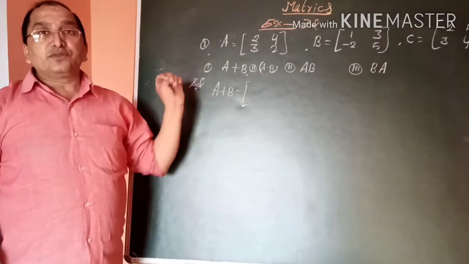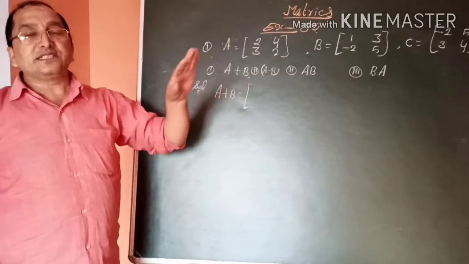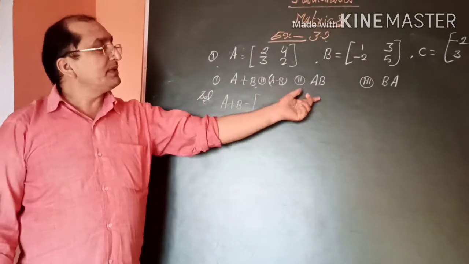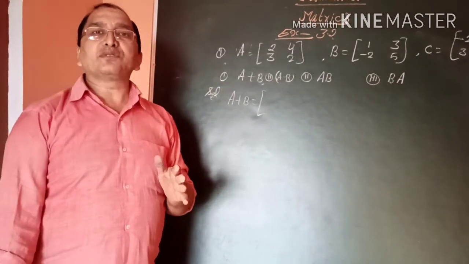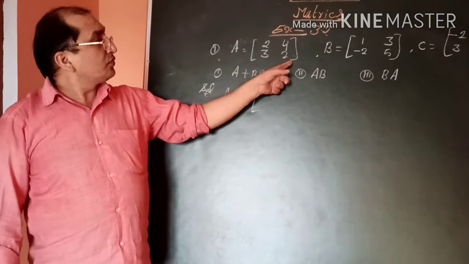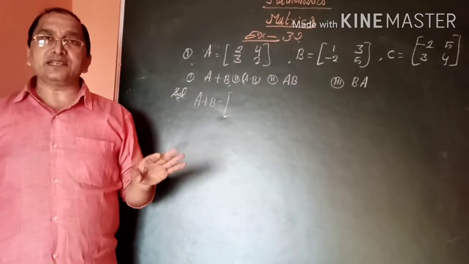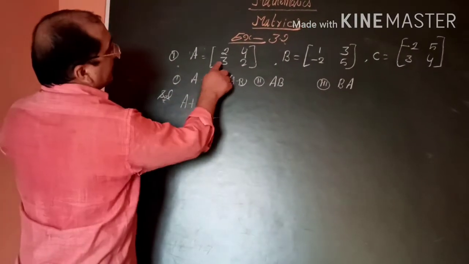Exercise 3.2, question number 1. A, B and C are given by the question, and we have to find the value of A plus B, A minus B, AB and BA. I already discussed how to add and how to subtract matrices. Now see, this is a 2 cross 2 matrix, this is 2 cross 2, 2 cross 2 also. It means matrix addition as well as multiplication is possible. See how to add A and B.